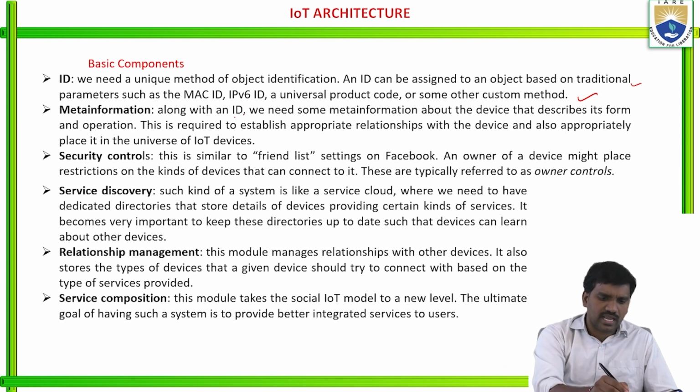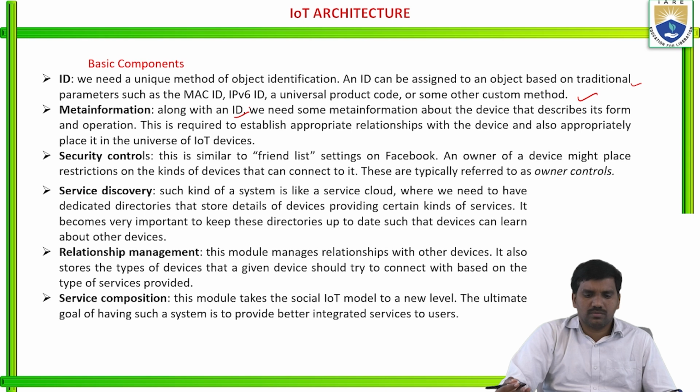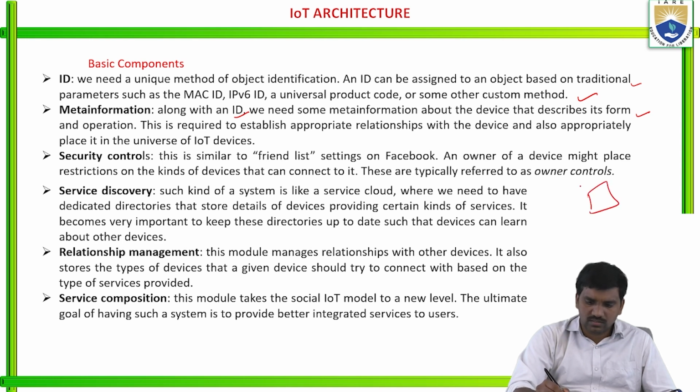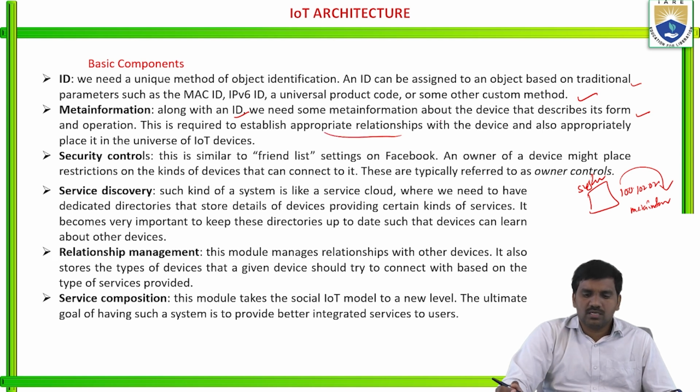Next, to maintain meta information along with the ID. We need some meta information about the device that describes its form and operation. For example, this is one system, and the MAC ID for the system is like 100.1 or 2.0, 2.3. So along with the IDs, compulsory it has some meta information. This is required to establish appropriate relationships with the devices, and to place them appropriately among the various IoT devices.